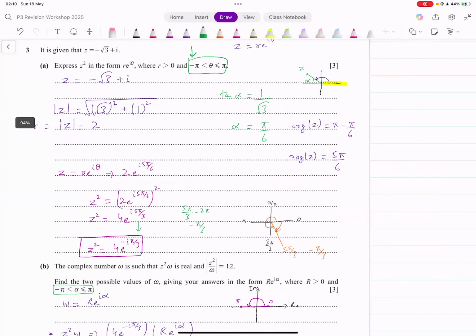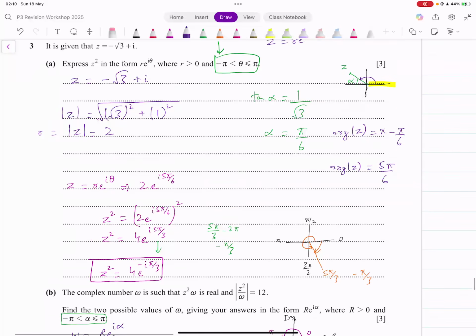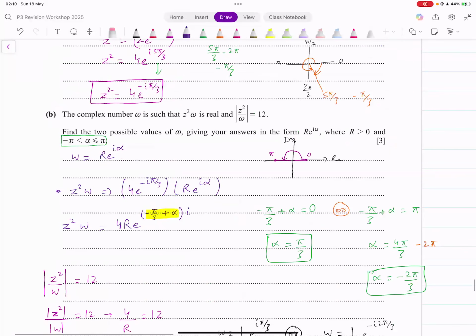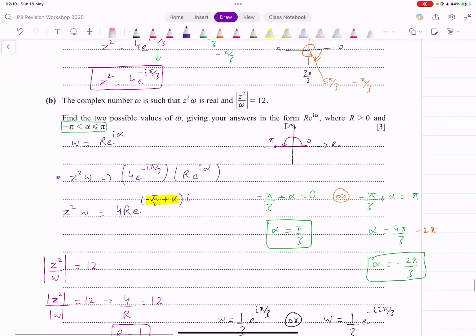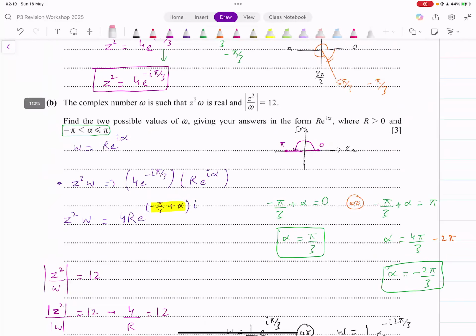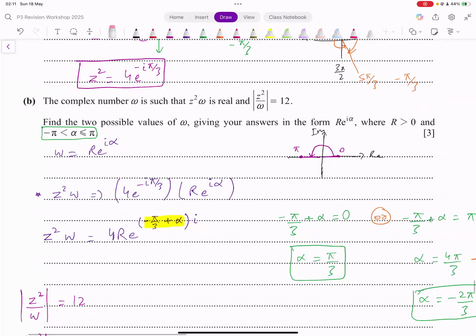You can have a look at this example. Express z squared in this form. You can see that working. And the second part, they're saying the complex number w is such that z squared w is real. Now, when they say something is real, that means it has to lie on the horizontal axis, right? That's what it means. And modulus of z squared over w is equal to 12. Find the two possible values of w, giving an answer in the form r e raised to power i alpha, where r is greater than 0 and alpha is between minus pi and plus pi.